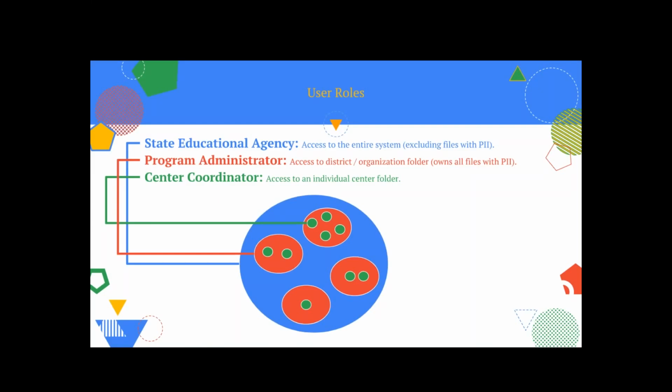An important note within the Google Management System is that there are 3 primary user roles. The first is the State Educational Agency, or the State Department of Education. This role or user has access to the entire system. The State Department of Education has created a subgrantee folder for each district or organization. The folder includes all necessary reporting information for the overall program and each individual center.